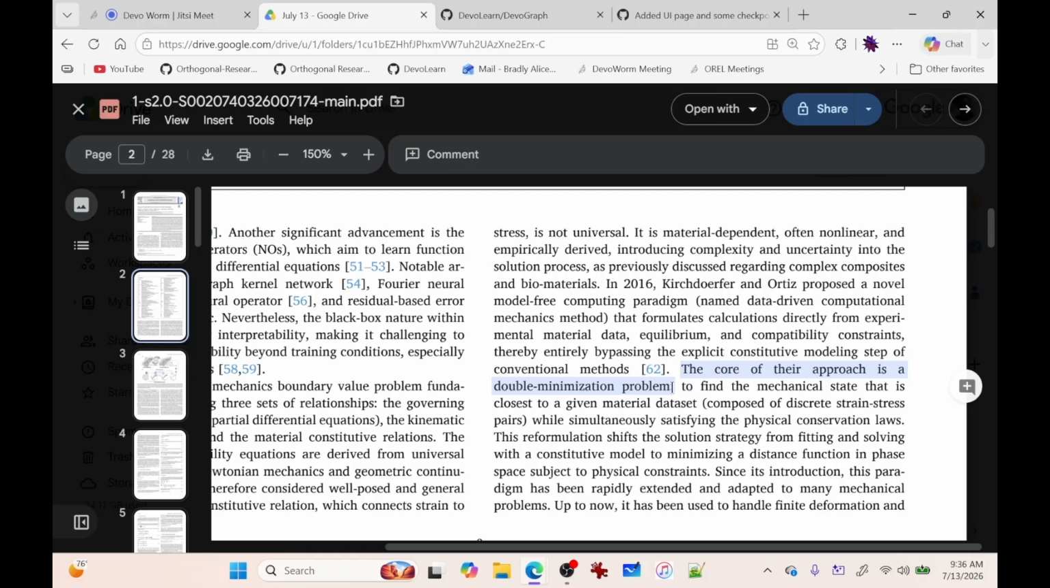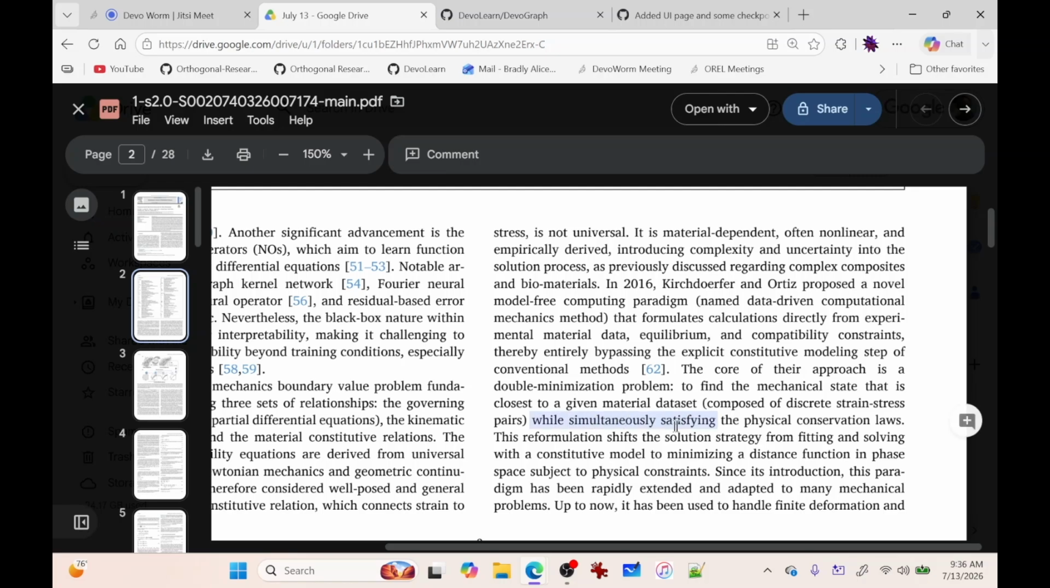So the first part of this minimization problem is that we have to find the mechanical state that is closest to a given material data set. And these are composed of discrete stress-strain pairs. So we have a bunch of stress-strain pairs, and we have them in this data set. And then we have to find the proper mechanical state, or at least approximate it.